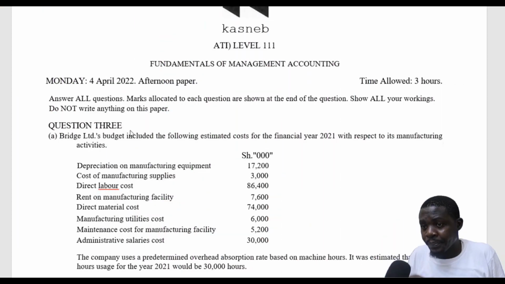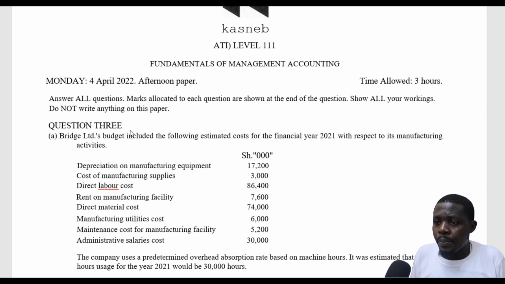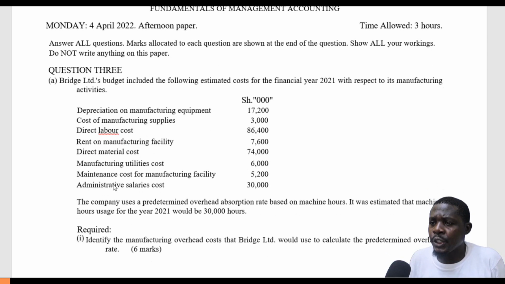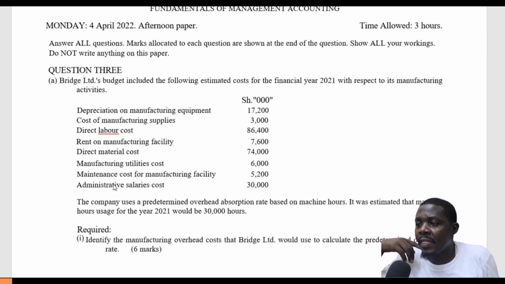Question 3. Preach Limited's budget includes the following estimates for the financial year 2021 with respect to its manufacturing activities. We have depreciation on manufacturing equipment, in thousands, cost of manufacturing supplies, direct labor cost, rent on manufacturing facilities, direct material, manufacturing utility cost, maintenance cost for manufacturing, administrative salaries, and so forth.